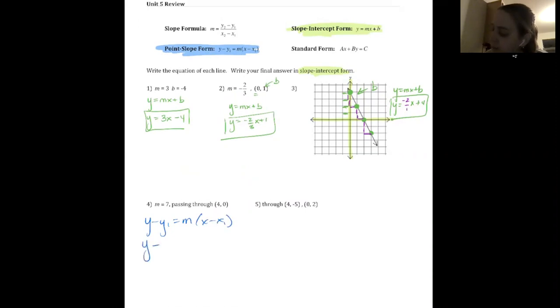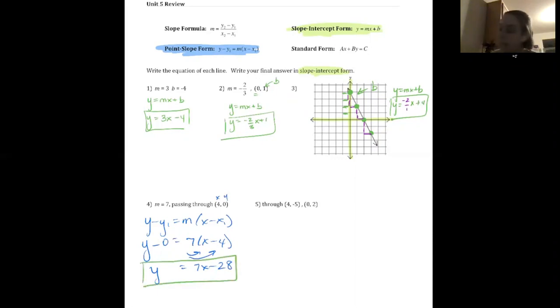So y minus, remember this is x, y, y minus 0 equals 7 times x minus 4. And then we can distribute. So y equals 7x minus 28. And then we wound up with slope-intercept form. You're good to go.